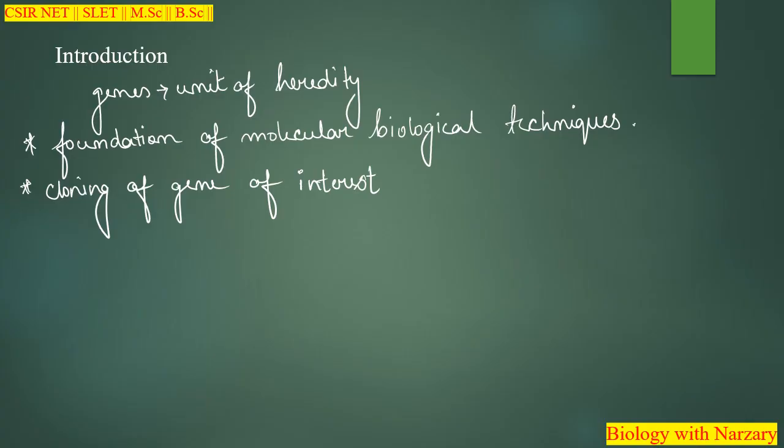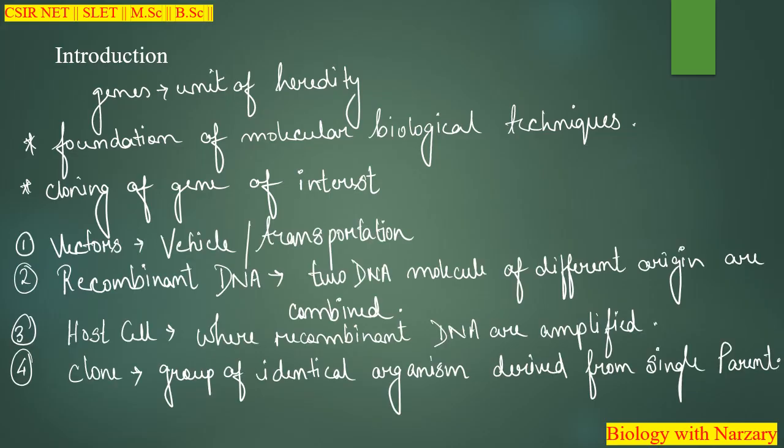Now, there are some words that are used specifically in genetic engineering, and they are vectors, recombinant DNA, host cell, and clone. So vectors are DNA molecules that behave as a vehicle and are used for transportation of the gene of interest. And recombinant DNA are DNA molecules that are formed when two DNA molecules of different origin are combined together. And host cell is the cell where this recombinant DNA is inserted and allowed for amplification and replication. And clone, in biology, is a group of identical organisms that are derived from a single parent. So these are some words that we should know while studying genetic engineering.